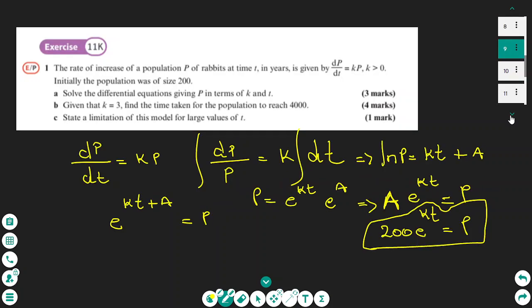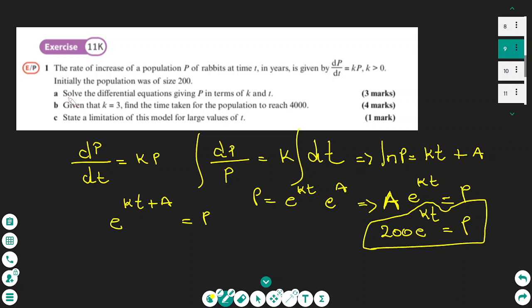The other exercise I have here is again a differential equation with dP over dt equals kP. Initial population is 200, and we need to solve this. And we solve it using the method of separation of variables. The same way we did the previous exercise, we separate the P's on one side and the t on the other side. So dP over P equals k dt. Then I integrate both of the sides. And the integral of the left hand side gives you the ln P, the integral of the right hand side gives you the kt plus a.